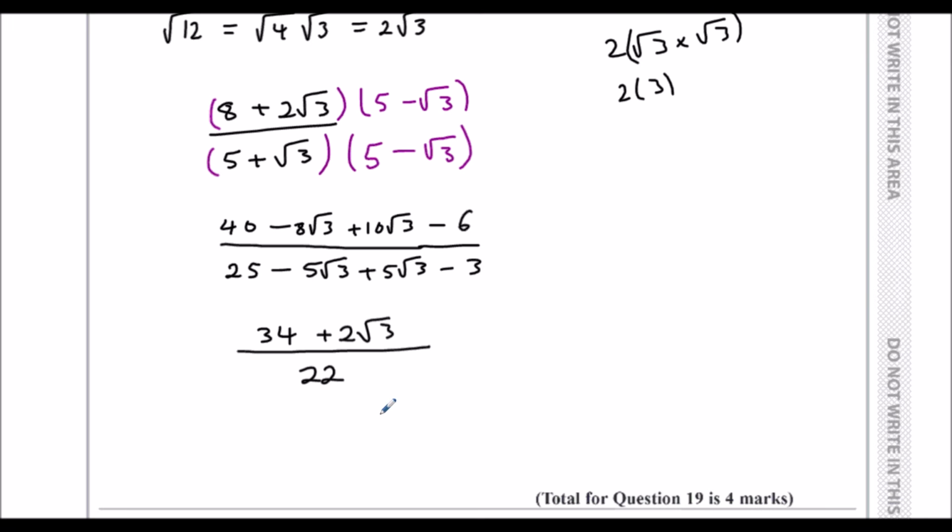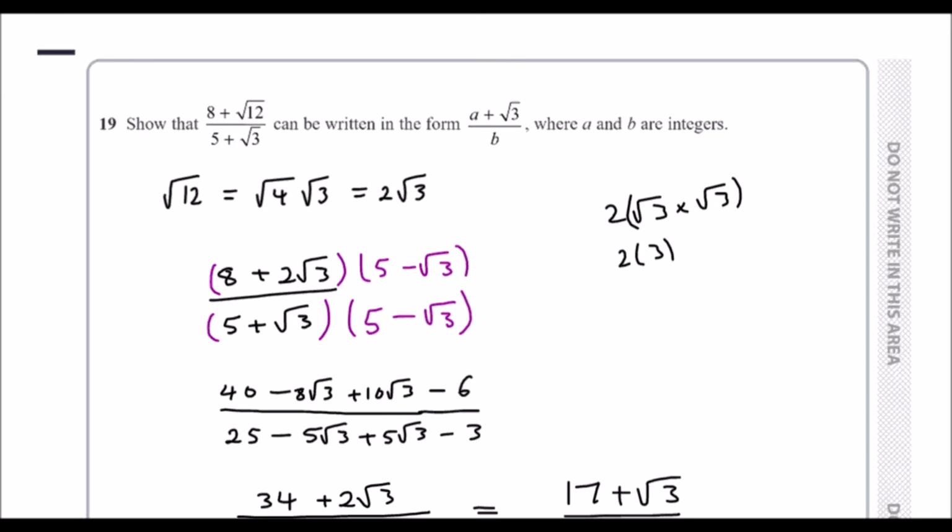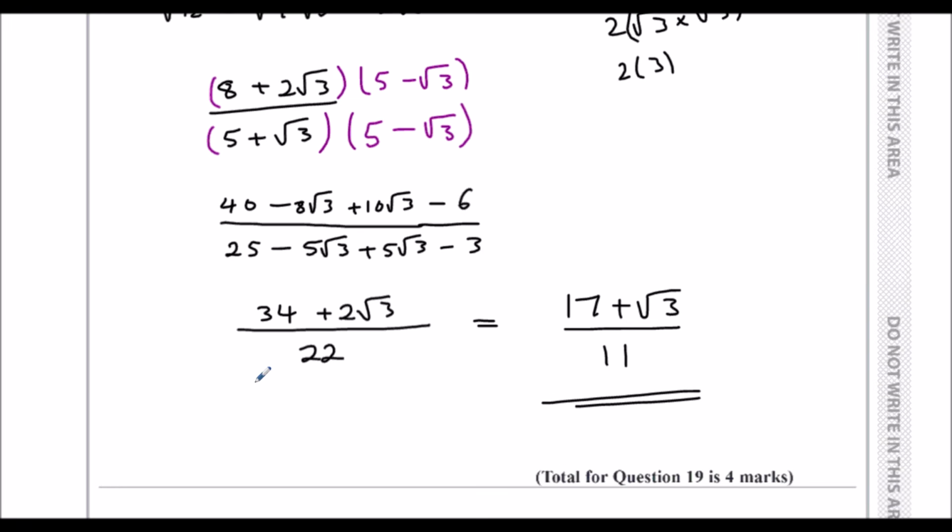We can do one more thing to simplify this. We can divide everything by 2, half the top and half the bottom. So that's 17 plus root 3 over 11. And that is in the form we were asked to put it in.